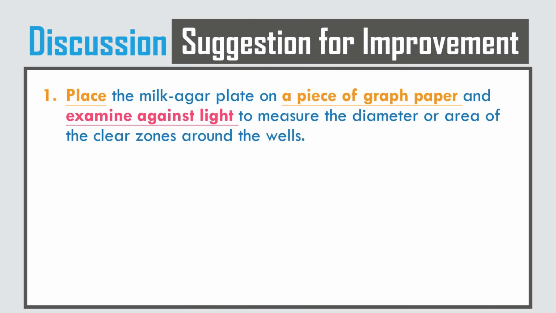For the suggestions for the improvement, we can place the milk agar plate on a piece of graph paper and examine against light to measure the diameter or area of the clear zones around the wells. And for more improvements, you can also think by yourself according to what errors you have analyzed.